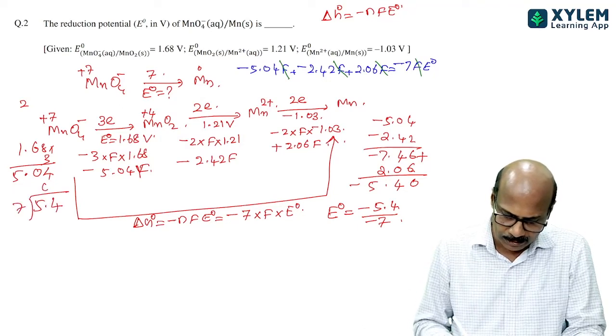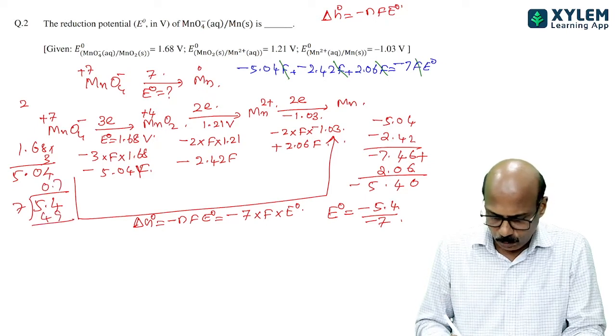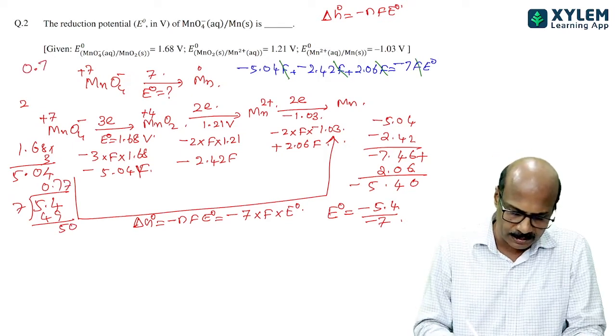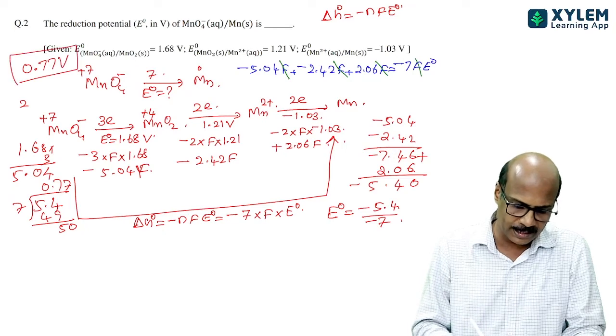How much will you get? 7 7s are 49, you know. Then again what? That will become again 50. 7 7s are 49. So you are getting 0.77 volt as the correct answer.